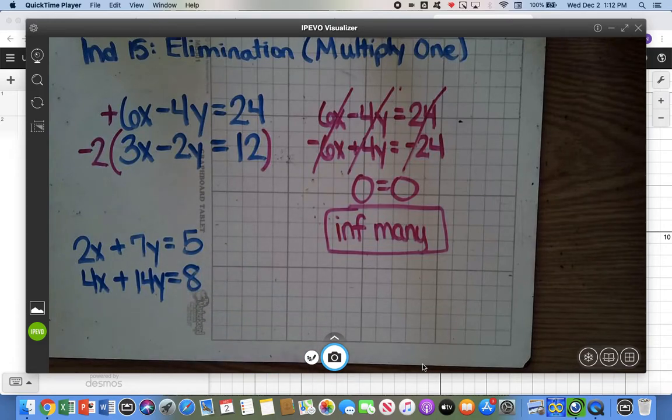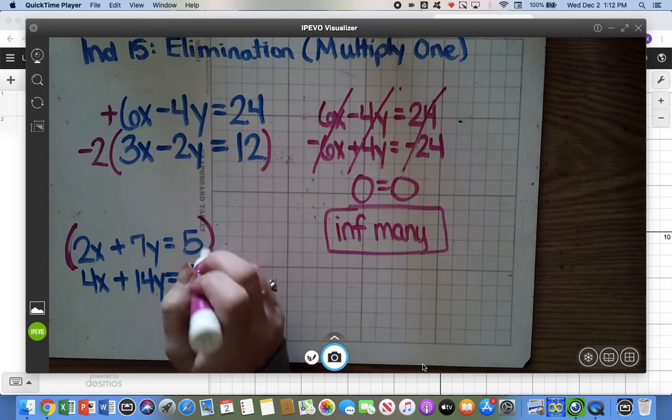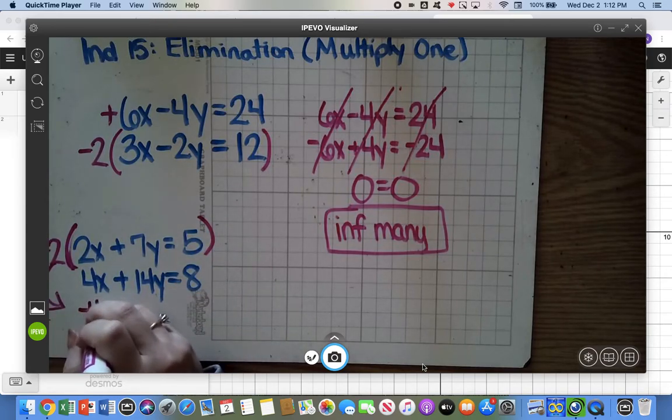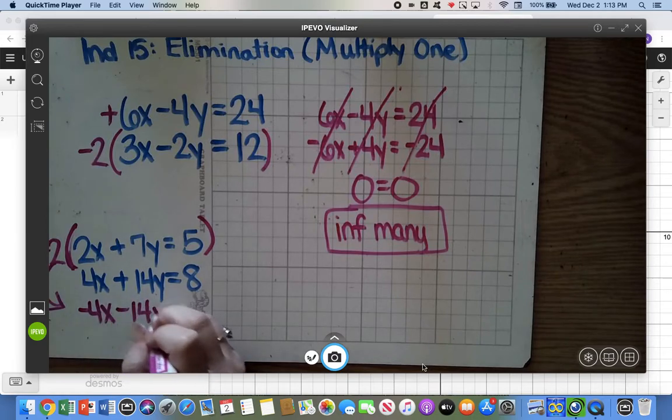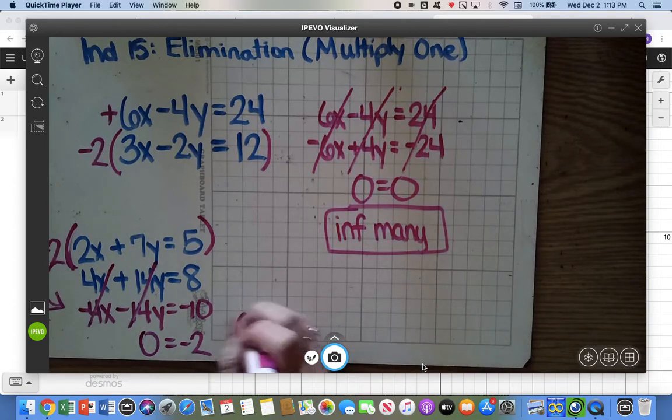Now, what if I'd given you something like this? Now, if you look here, I would need to multiply to get one of these to eliminate. So if this is a positive 4, if I want to make the top a negative 4, I'd multiply by negative 2. And I'm going to rewrite it down here. Negative 4x minus 14y equals negative 10. My 4's cancel, my 14's cancel, but I'm left with this. Whenever it's different numbers and it's a false statement, don't forget that that's a no solution. So those are the difference between those two.